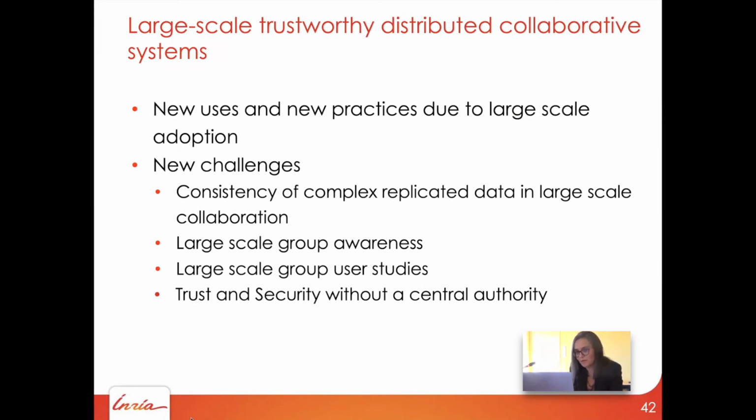While we know how to do user studies with several users, how would we do it when we have many users, where we will also need some simulated users in order to simulate the large-scale constraint. And we have to propose trust and security mechanisms without a central authority.